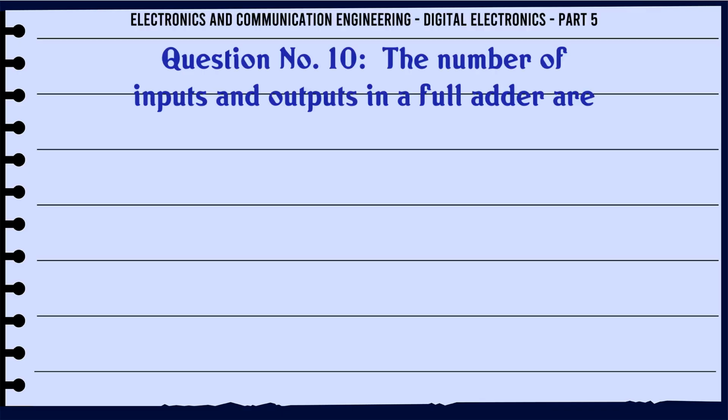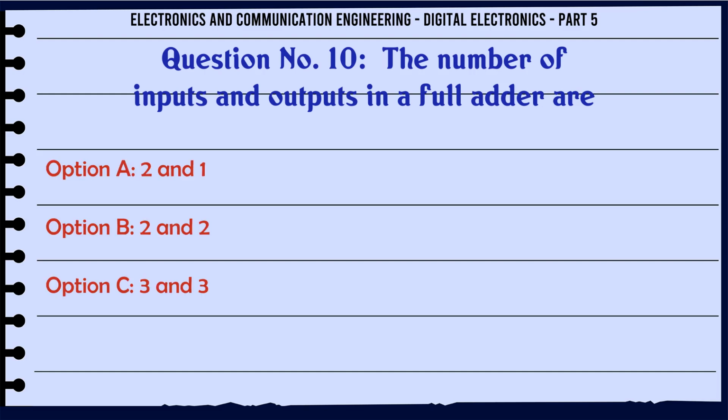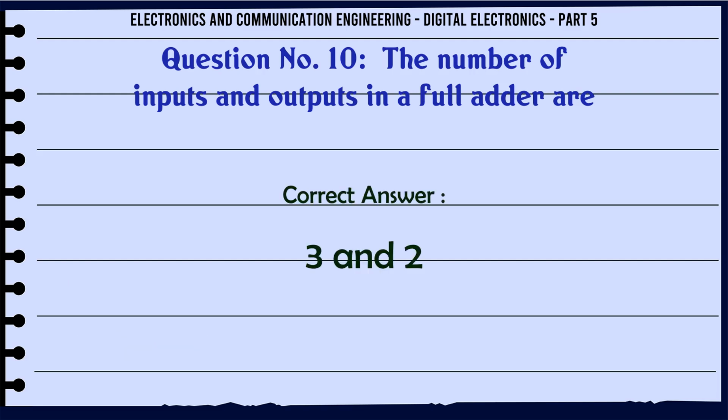The number of inputs and outputs in a full adder are: A. 2 and 1, B. 2 and 2, C. 3 and 3, D. 3 and 2. The correct answer is 3 and 2.